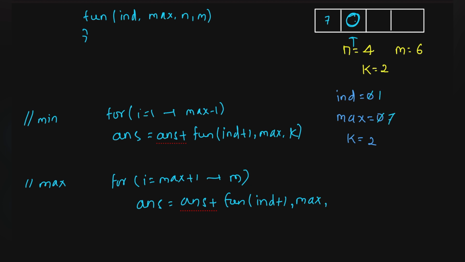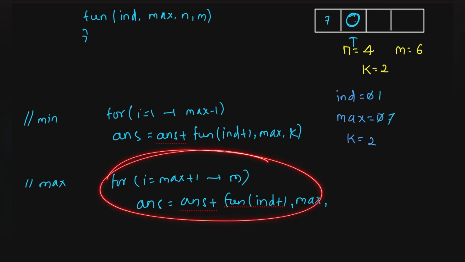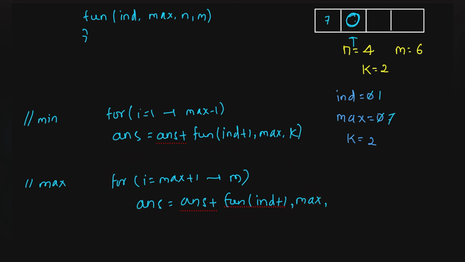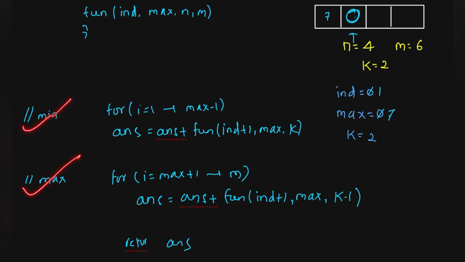Now, will my k change? Of course my k changes, because what I'm doing over here is inserting a number which is greater than my max element. Because what is the range for the max element? Max plus 1 to m. So my k can change. So simply for k I will do k minus 1, and finally I will return the answer. So these are the two options we got: inserting the minimum element and the maximum element.